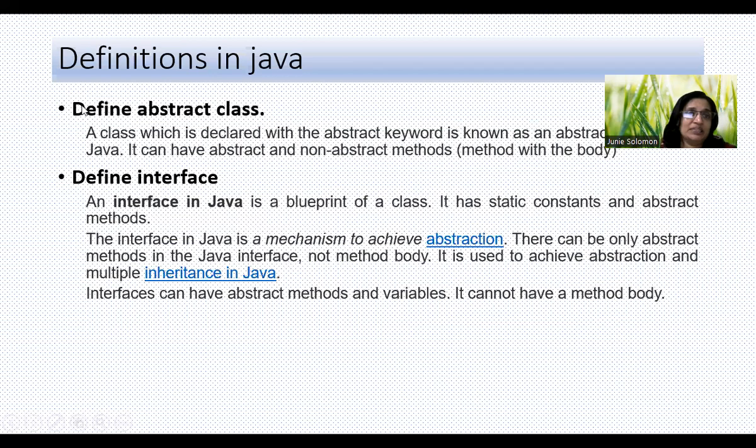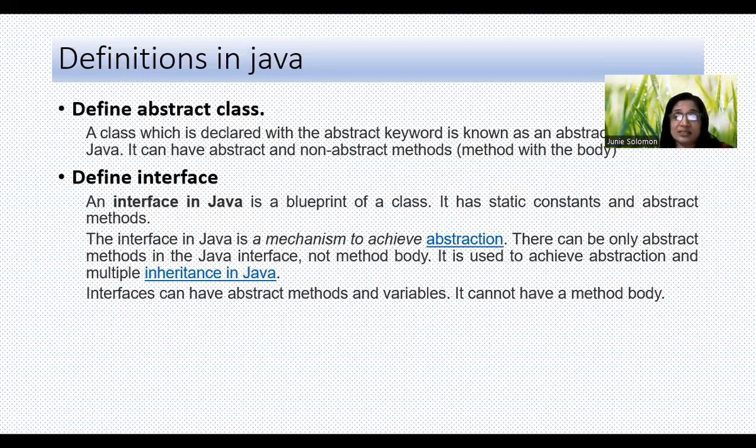So the first point is: define abstract class. What is an abstract class? We all know about methods in Java. What are methods in Java? A method is nothing but a function, right? A function means we write a block of code and give it a name, and we call it wherever we want. That is basically a function. Normally a class will consist of a lot of functions.